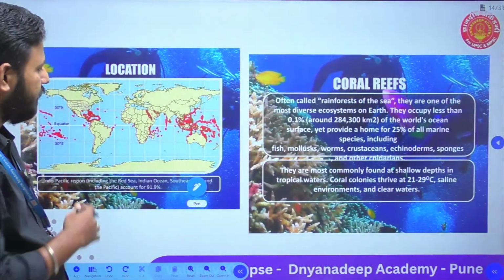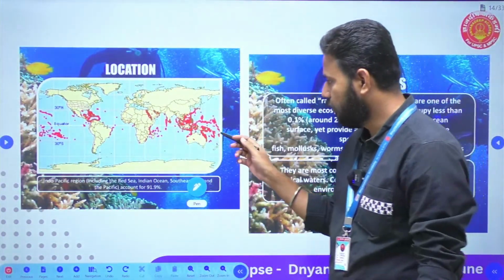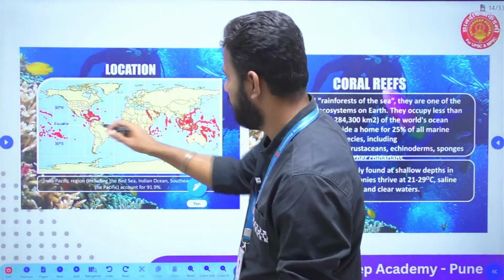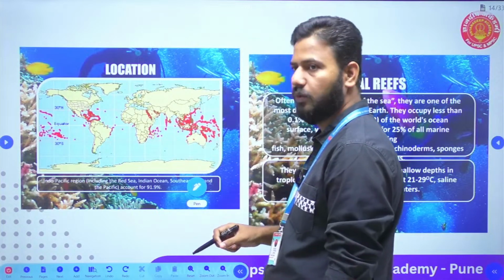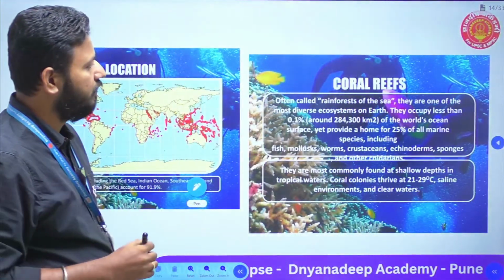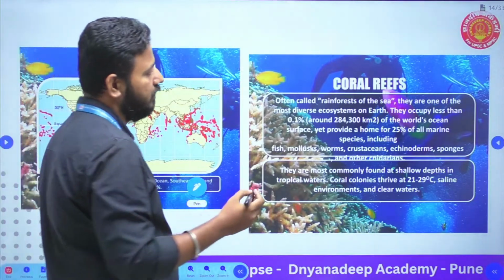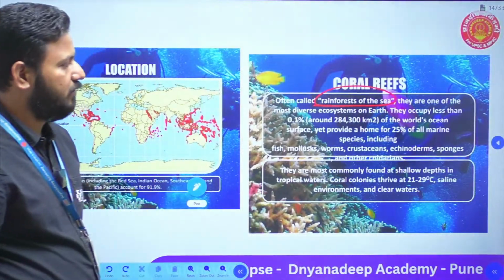Okay, we have some explanation here. You see the distribution of coral reefs. You see most of these are in the tropical region, and they are more concentrated here: Australia, Philippines, and Indonesia. Also the features of these coral reefs are given here, right? They are often called the rainforests of the sea. They are one of the most diverse ecosystems on the earth, right?